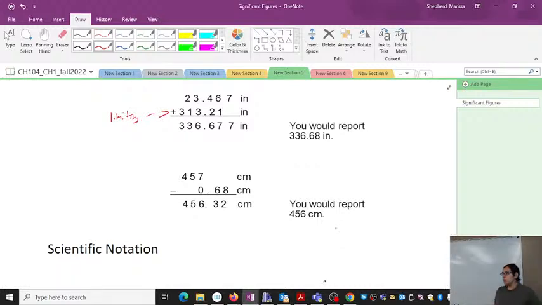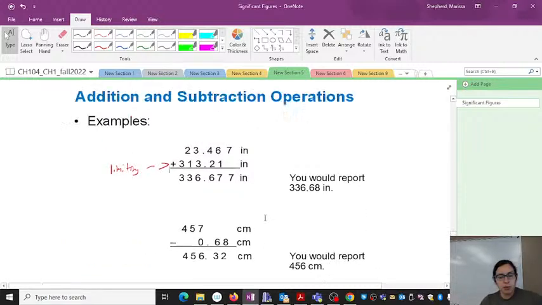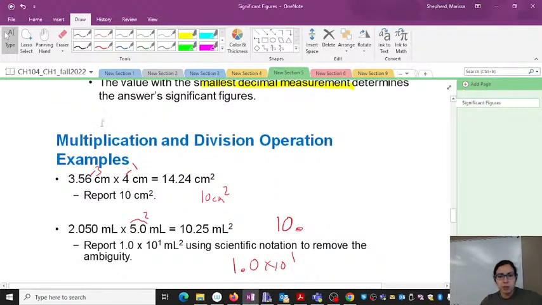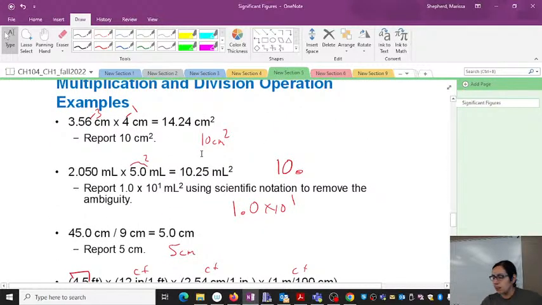Does that make sense with the addition and subtraction rules? Just keep, like I said, do your addition and subtraction in this style to help you. Then you can really see, or just keep track of who has the least amount of decimal places. And hopefully the multiplication and division was at least simple enough to follow.